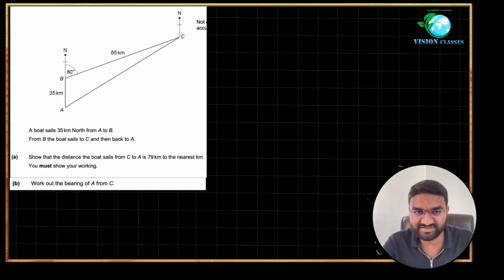So today we have to discuss one of the interesting questions from the GCSE higher math. This question is based on bearing, the cosine rule, the sine rule and trigonometric concepts.